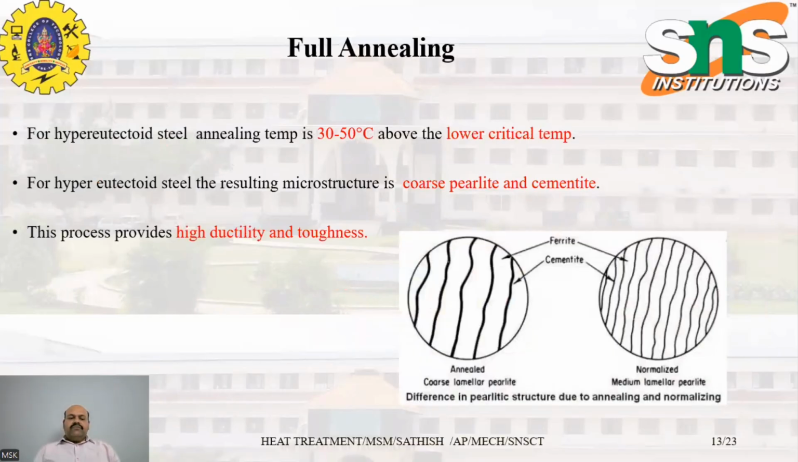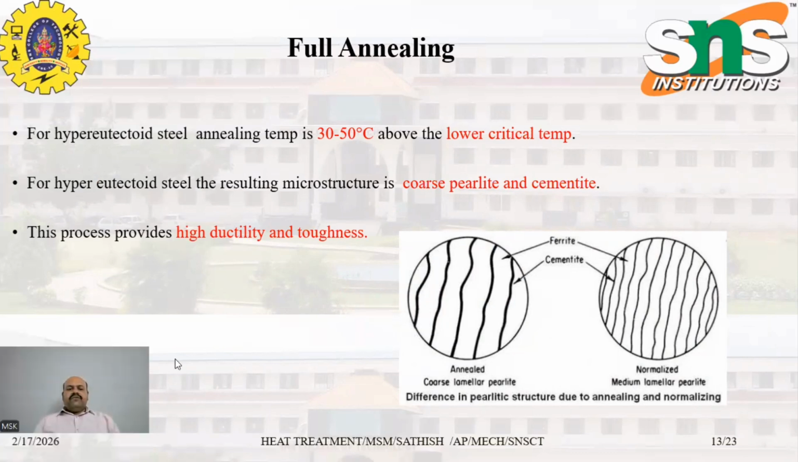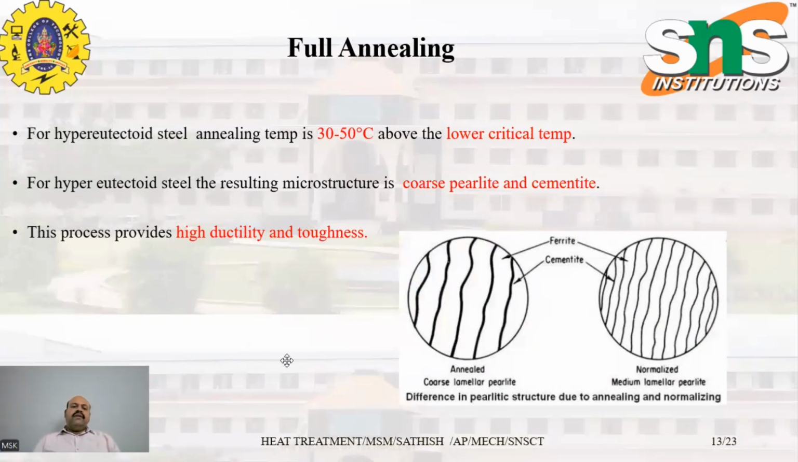So coming to full annealing, for hypereutectoid steel, the annealing temperature is the same, and the resulting microstructure is coarse pearlite and cementite. It is like a fingerprint, the fringes, it is like that. So this provides high ductility and toughness.